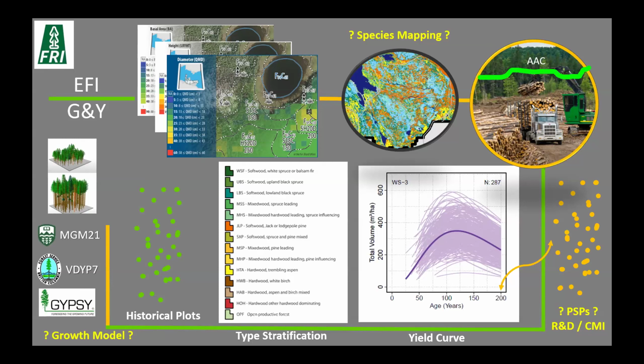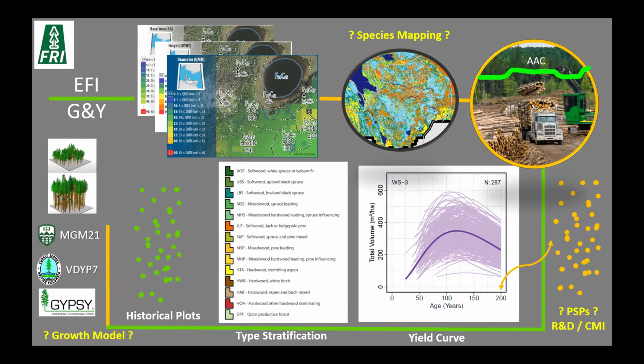But it's not just maps that we need to get an allowable cut. We need growth and yield estimates to power future projections, and that's sort of shown on the bottom half of the slide. We've got tons of legacy plots. We need to continue to improve growth models to project them accurately.